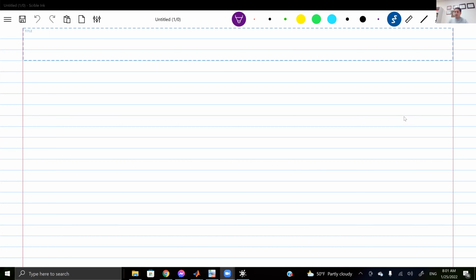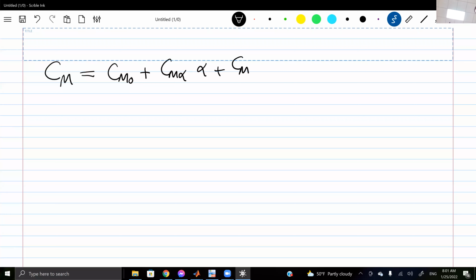So what we have been doing so far, we introduced the moment equation for an airplane, which is Cm naught plus Cm alpha times alpha plus Cm delta times delta, right? And a similar equation for the Cm versus Cl.